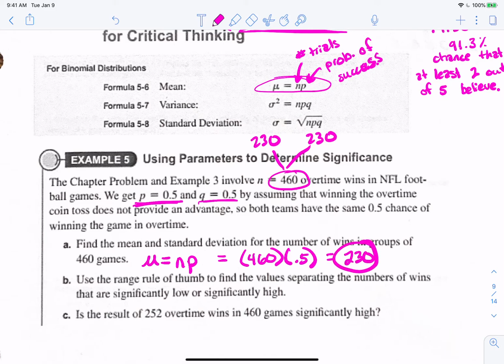You do that in your head automatically, but this is the equation for it. You take the number of trials times the probability that it's going to happen. You already kind of had that figured out ahead of time. So 230. The mean number of wins is 230 out of 460.